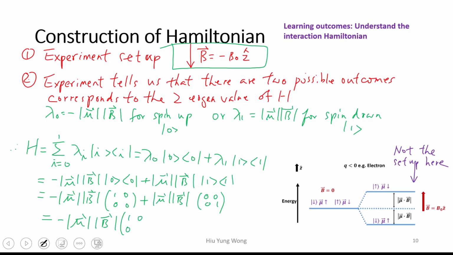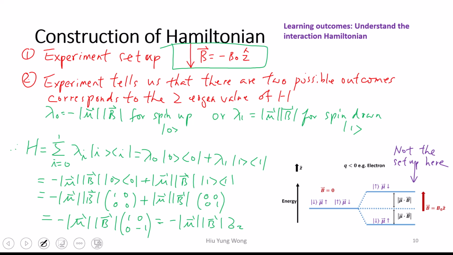What is this matrix? First of all, is it correct? I factor out negative mu B, so this becomes negative 1, and I add them together. What is this matrix? Sigma z. So it turns out this Hamiltonian has the Pauli sigma z as its matrix form, right? So here I can further say something, because this mu, I already know what it is.